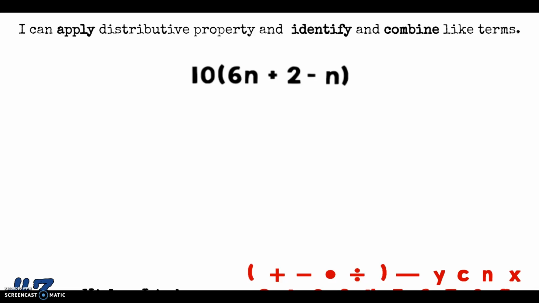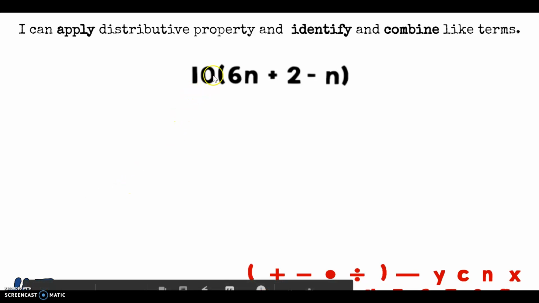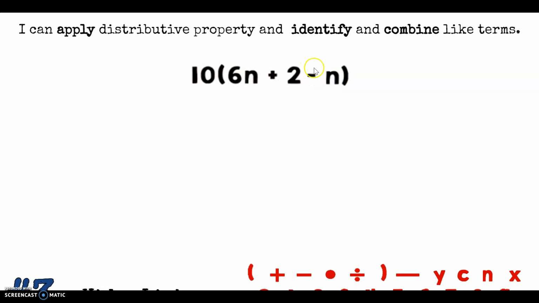All right, we're on to problem number 3 with applying distributive property and identifying and combining like terms. Now this one's kind of interesting because we have 10 times (6n plus 2 minus n). We need to now distribute this 10 to 3 different terms. So I have 10 distributed to my 6n, to my positive 2, and to my negative n.